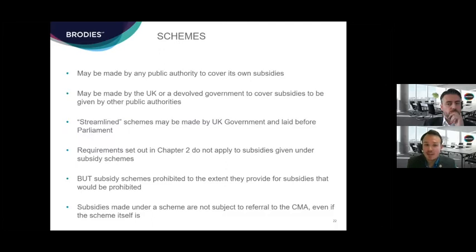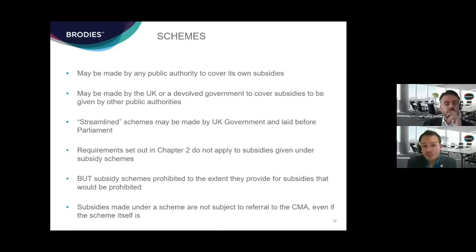So really what that means is that although all the rules and principles don't apply to individual subsidies made under a scheme, they do apply to the scheme itself when it's being set up. So it's really a sort of timing and umbrella approach to those things. What a scheme also means is that subsidies made under it aren't then going to be subject to referral to the CMA, even if the scheme is referred. And we'll come back to what referral means in just a moment.